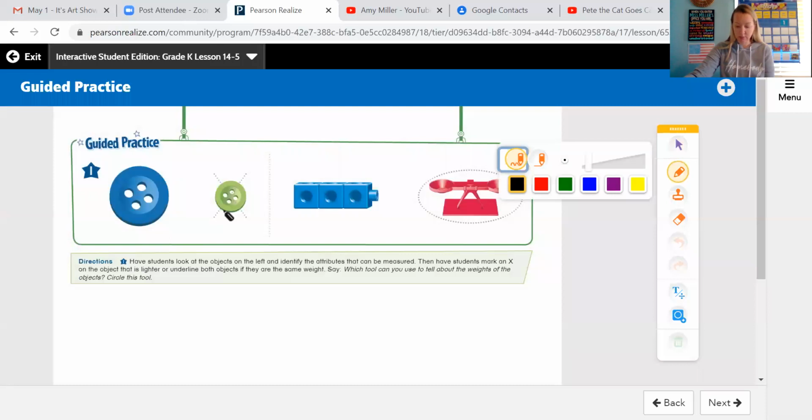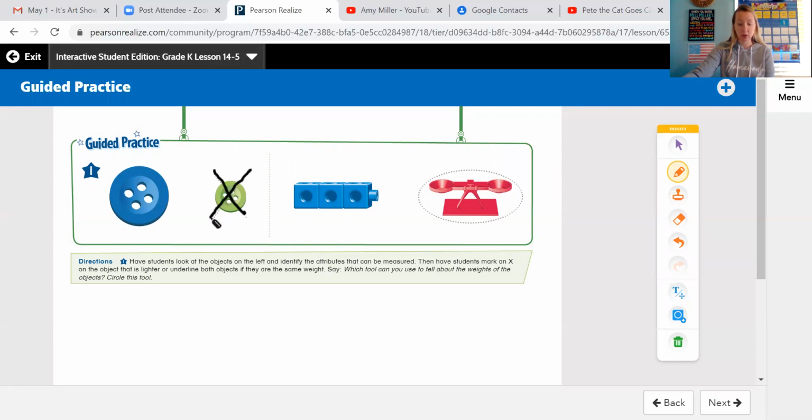But it says, mark an X on the object that is lighter or underline both objects if they weigh the same. Once again, we don't have a scale, but we can look at the size to decide. If this button is smaller than this button, it probably weighs less. So they marked an X on the smaller button, showing that the smaller button weighs less or is lighter than the bigger button.